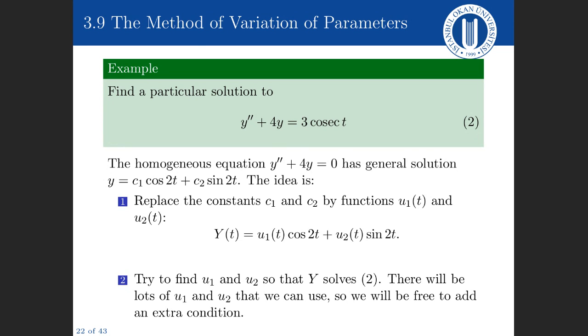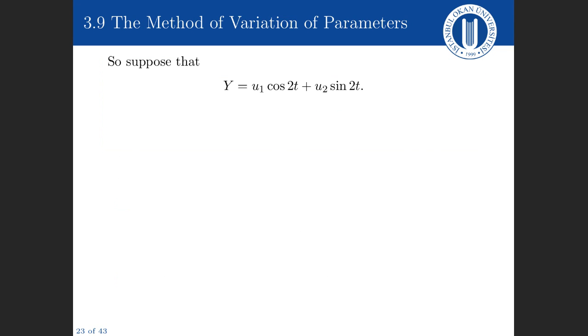So that gives us some freedom. We're going to be allowed to introduce an extra condition just to make our calculation easier. As long as we can find one pair of u1 and u2 which works, that's good enough. And whatever we do to make our calculation easier, that would be okay. So we're going to start by supposing that our particular solution is a function u1 cos 2t plus a function u2 sine 2t.